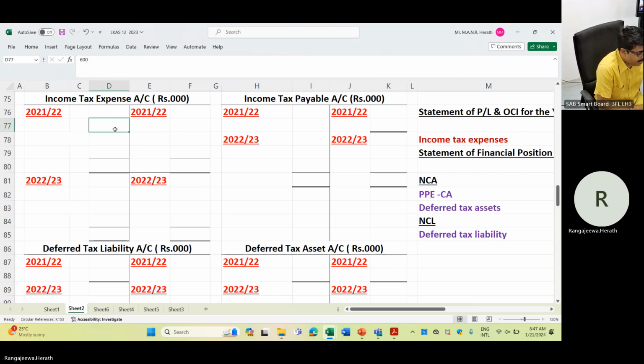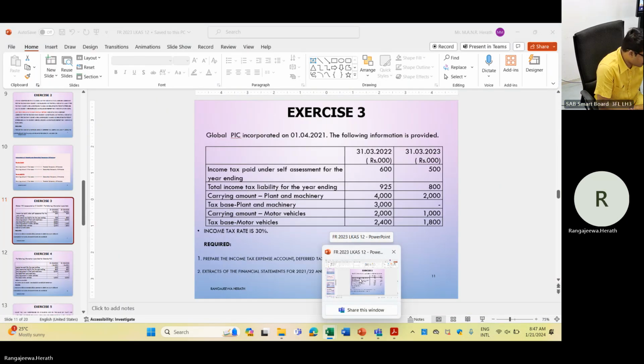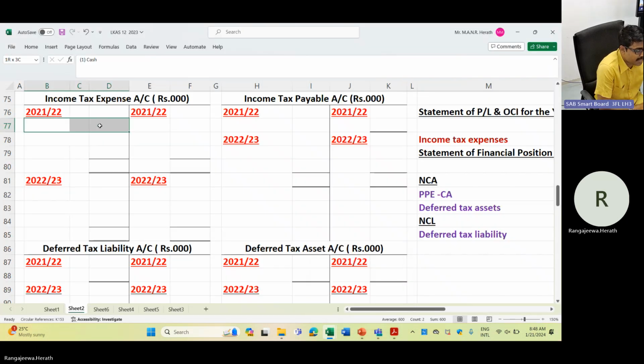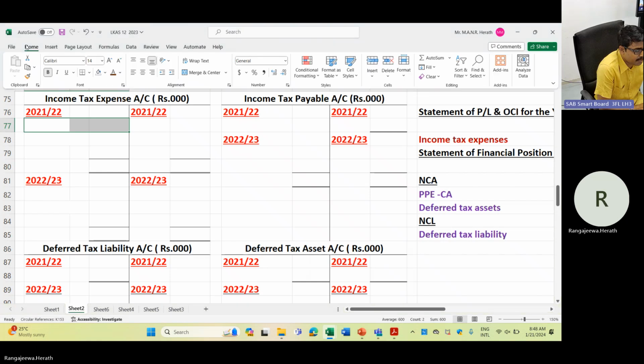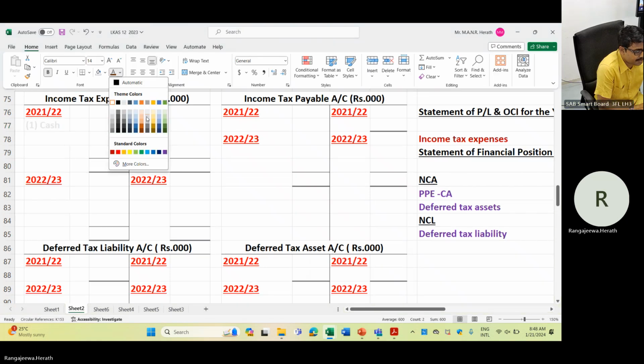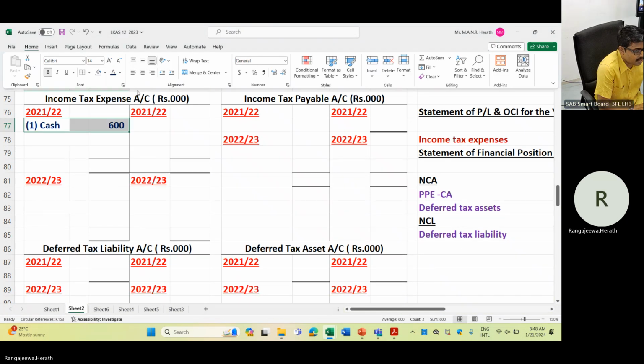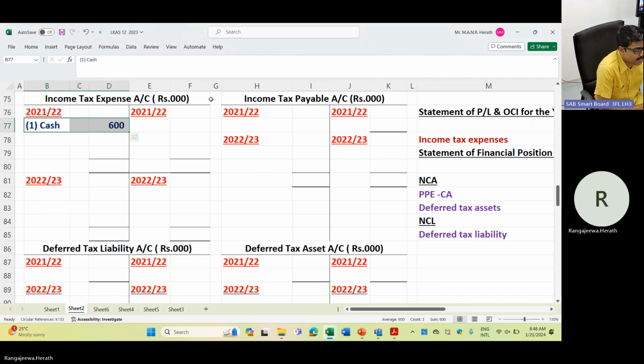Right. Now the first income tax paid under self-assessment in the first year, 600. You know the double entry: the tax paid, cash credit, debit tax expense account. Tax paid under self-assessment, cash credit, tax expense debit.